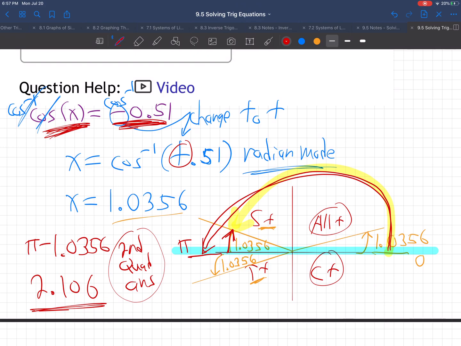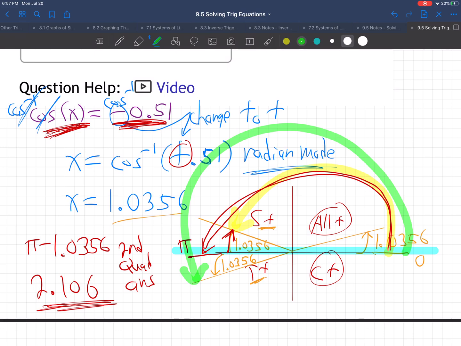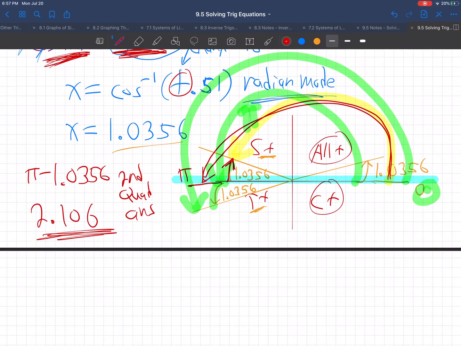Now we need to get our third quadrant answer. Okay. So let me do the best I can with some different colors here. We need to get all the way to there now. There's our third quadrant answer from 0. Right? Angles are always measured from 0. How are we going to get that? Well, you go all the way to pi and then go 1.0356 more. Right? It's pi plus instead of pi minus. Do you see that? It's beyond pi. So pi plus the 1.0356 will give us our third quadrant answer.